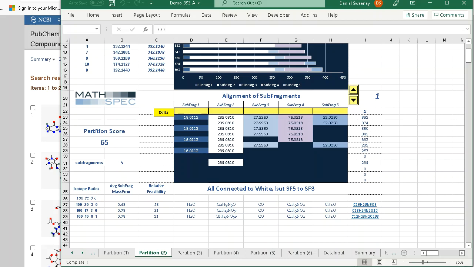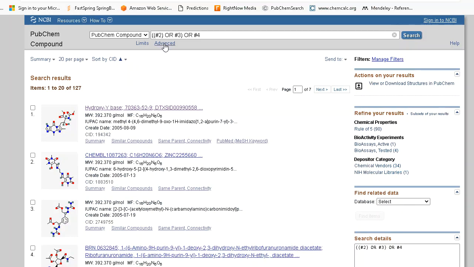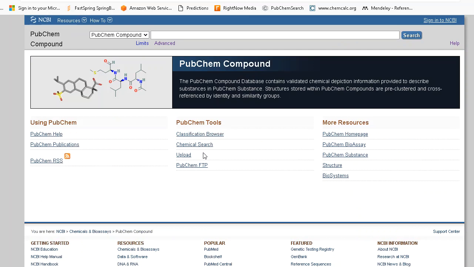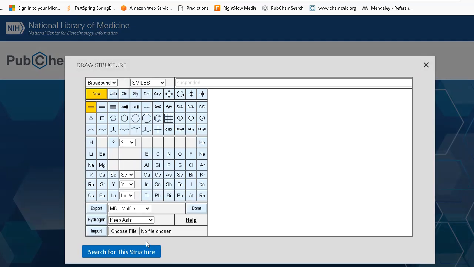So I'm going to go back to PubChem, go to advanced, back to home, chemical search, draw structure. I'll start with the double bond and the carbonyl, and we can grow off that and put the methyl ester in.